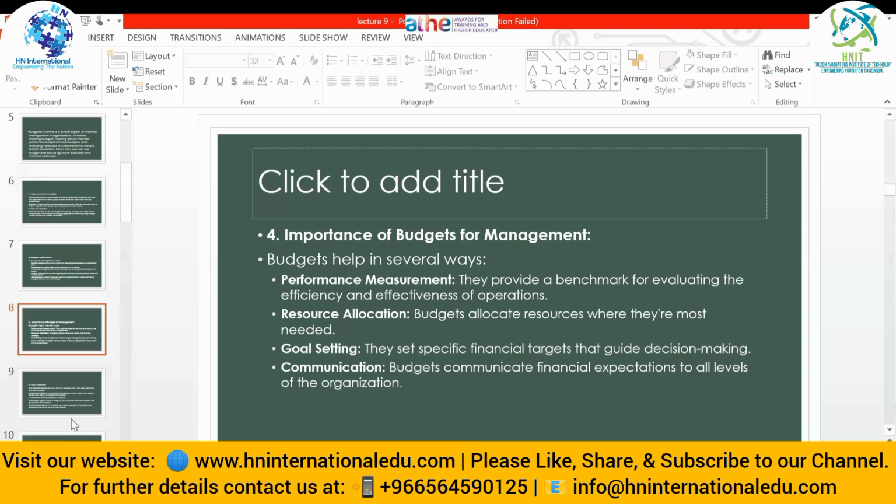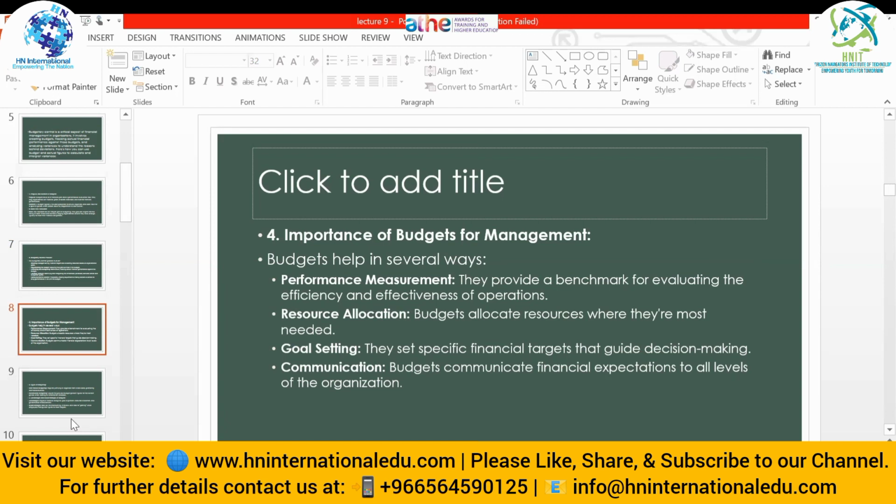Then, the importance of budgets for management. First, performance measurement. Budgets provide a benchmark for evaluating the efficiency and effectiveness of operations. That is, whatever operations are going on in the organization, by measuring the performance of the employees and the budget of the project, we can evaluate the project in the end. Resource allocation: budgets allocate resources where they are most needed. For example, at the moment we need more budget in the production department rather than in the R&D department, so we will fund that department specifically.